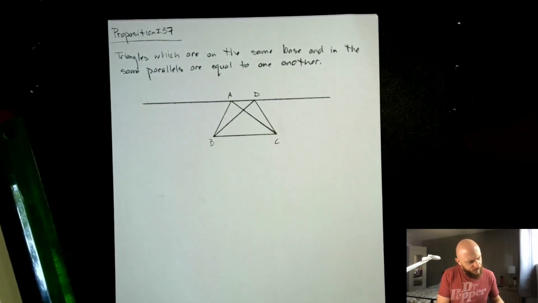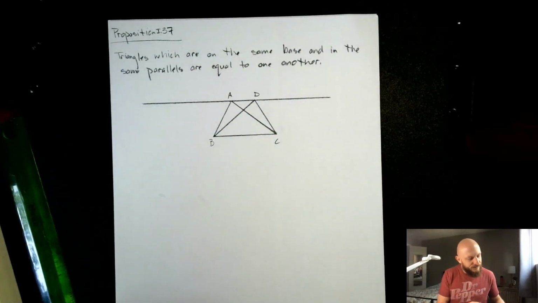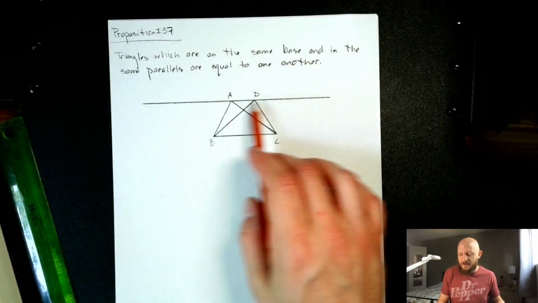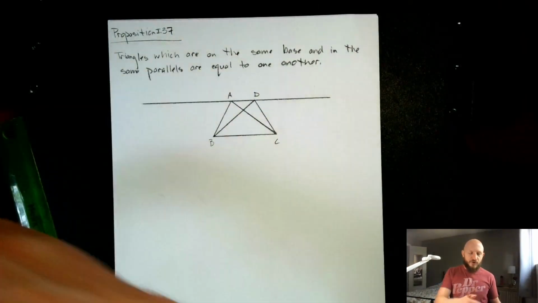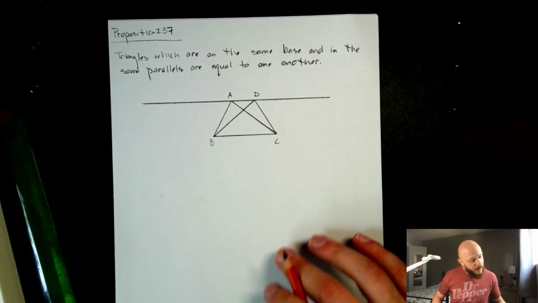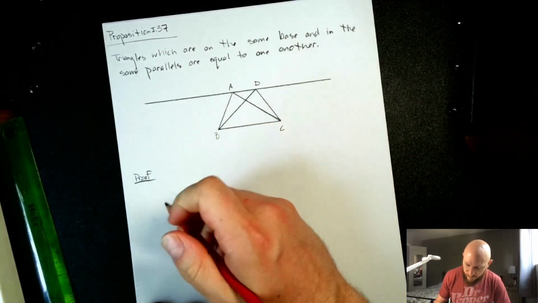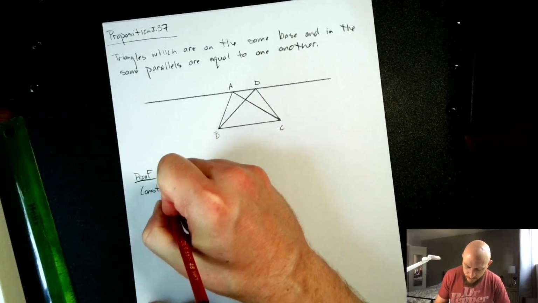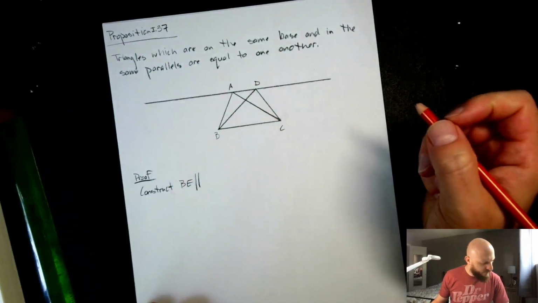So the first thing that we want to do, what Euclid says, is let AD be produced in both directions to E and F. He's just talking about this line up here, this parallel. He's just saying extend it because we're going to form some new lines that connect with that line. In particular, we're going to plot point E such that BE is parallel to CA. So proof. First, we'll construct BE parallel to CA.